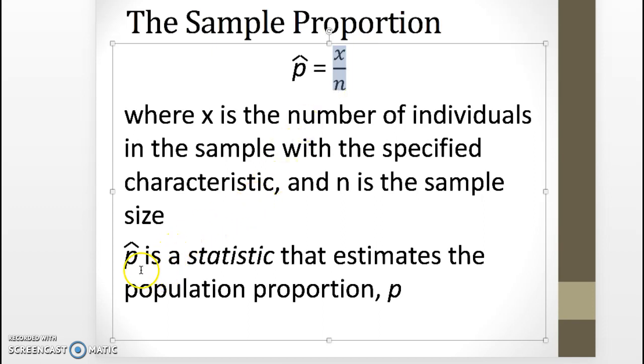But we want to point out that this p hat is a statistic, meaning it's one number that estimates the population proportion. And if I take another sample, I could get another number. It might change from sample to sample, just like those average salaries changed if you collected a sample and your friend did the same thing.